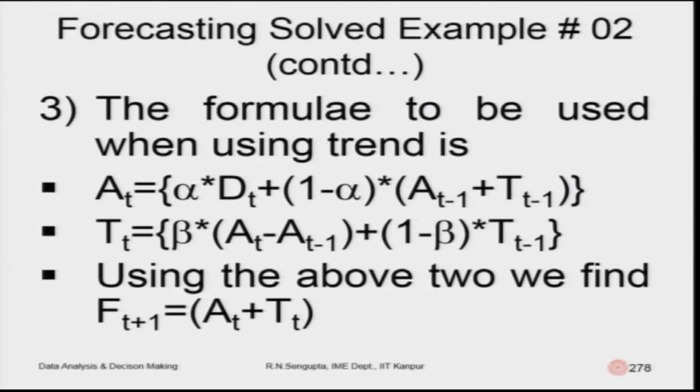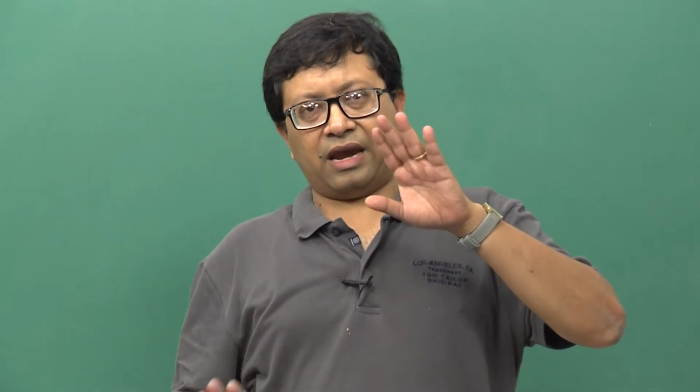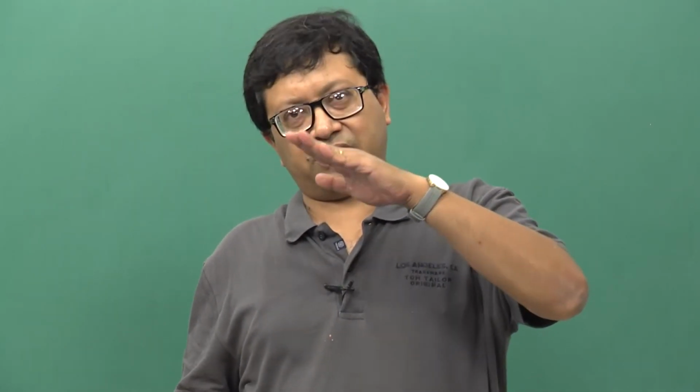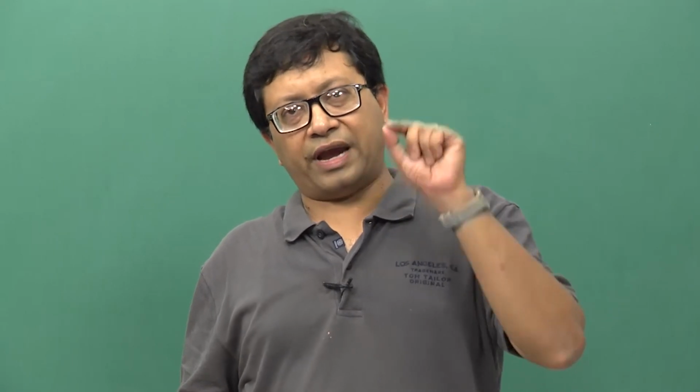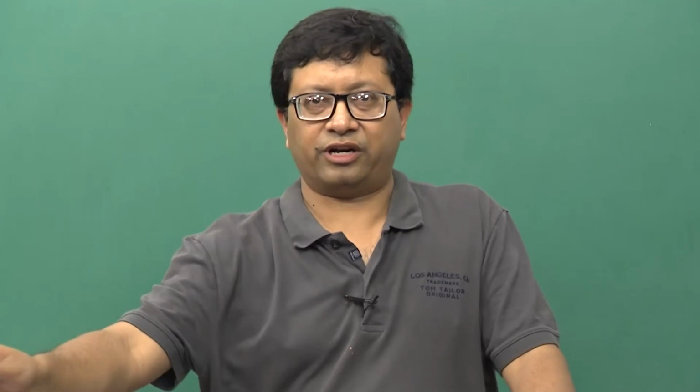The error would obviously be there, but the fluctuations are taken into consideration with the trend and the seasonality. So, the trend value would now be a new variable, beta. So, T_t equals beta into the difference between A_t and A_{t-1}, plus 1 minus beta into T_{t-1}. What you are trying to do is that there is a trend line, and that trend line would obviously increase, but you will also add a plus and minus movement along the trend line, based on which you will try to predict.